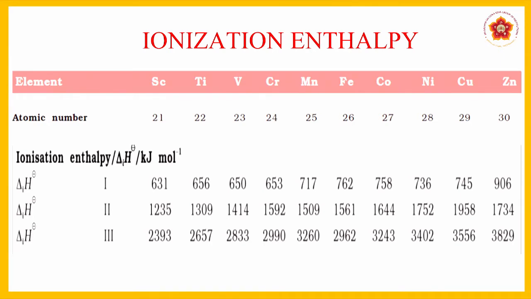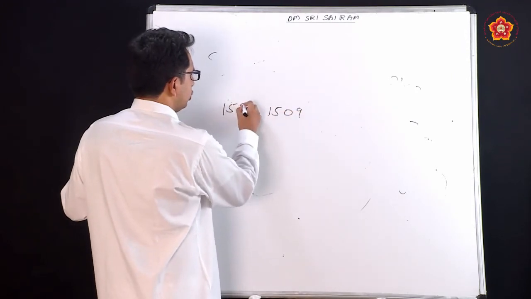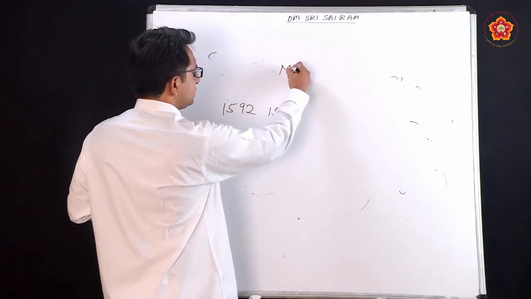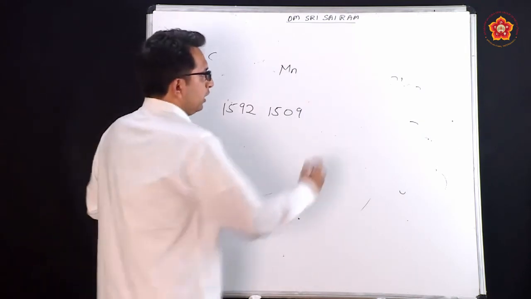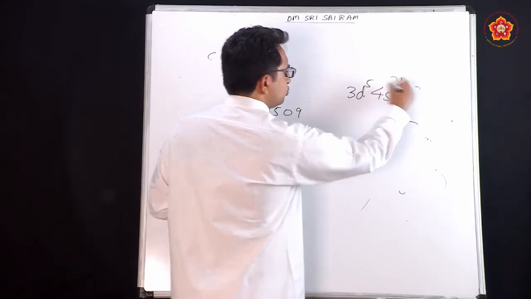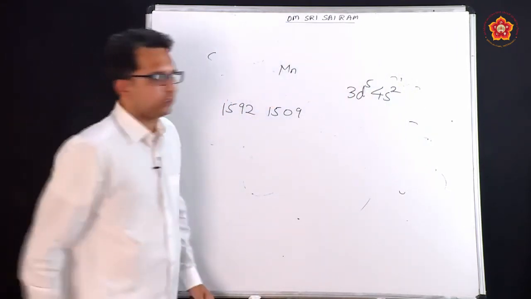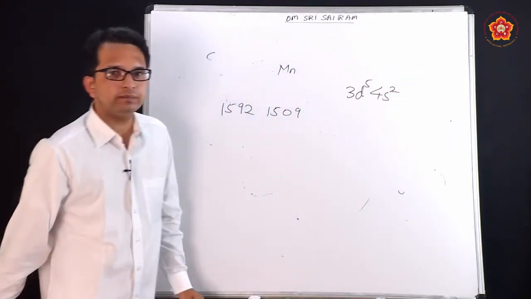Remember, we are talking about the second ionization enthalpy. Let me take the values for that. It is 1509. This is for manganese, and I want to know why this value has suddenly decreased. Let me take the configuration of manganese, 3d5, 4s2. This was supposed to be the configuration for manganese which was considered.